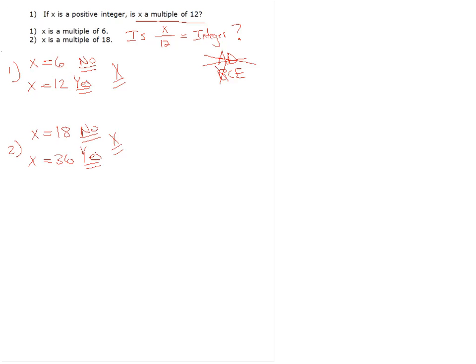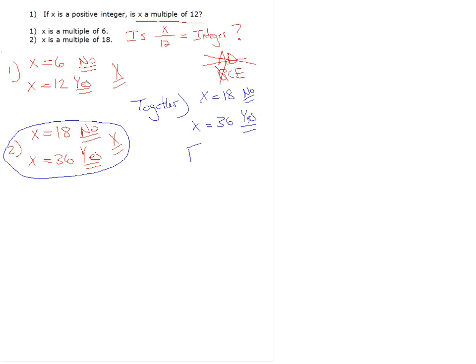Now the good news is when you look at these together, there isn't really a whole lot you have to do, because the values that you've already selected in statement two will also fulfill statement one. So X equaling 18 fulfills both statements, giving us a no answer. X equaling 36 fulfills the statements, but it gives us our yes answer. So because we have a yes and a no, the answer here is E.